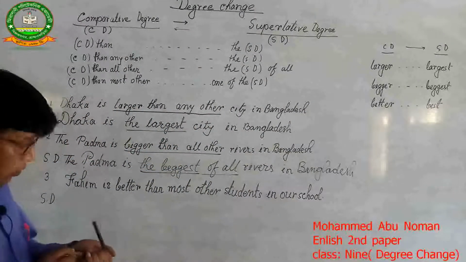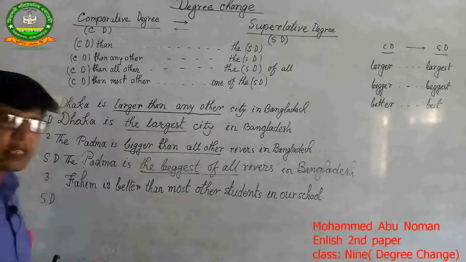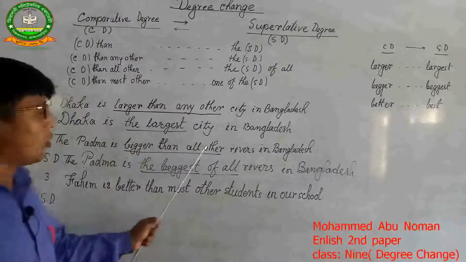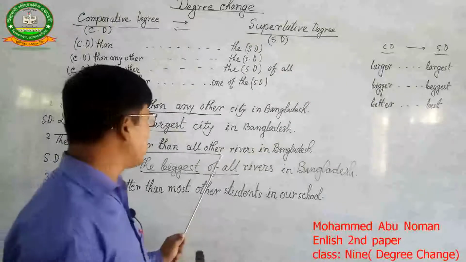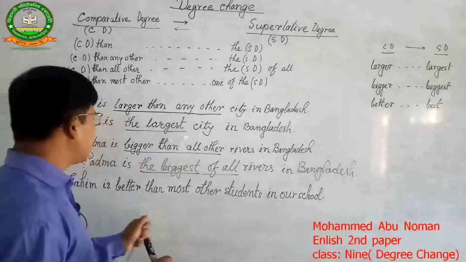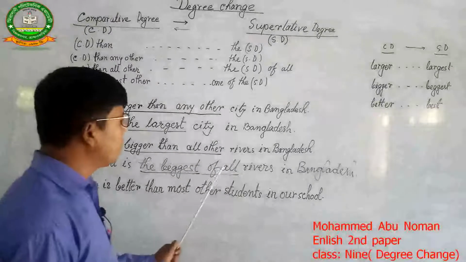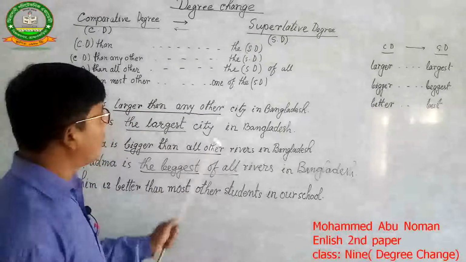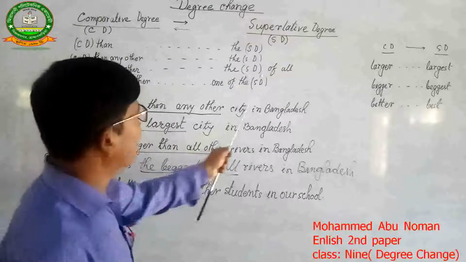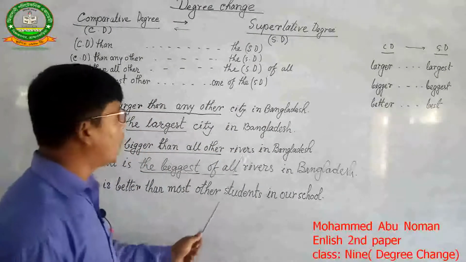We won't change any word except the form of the degree. In this sentence, "bigger than all other" is the sign of the comparative degree. So we have changed this part into the superlative form: the biggest of all. After the superlative degree we will use "of all".